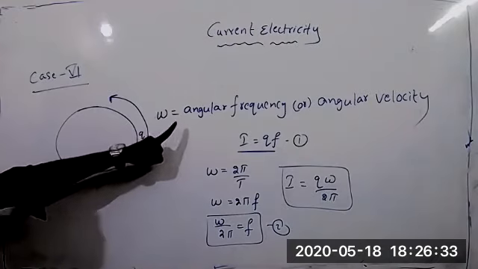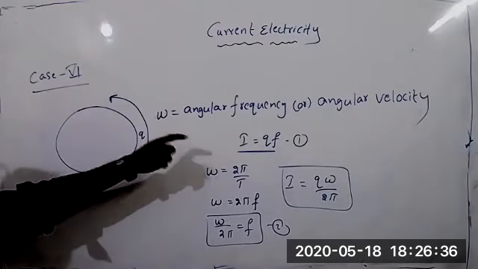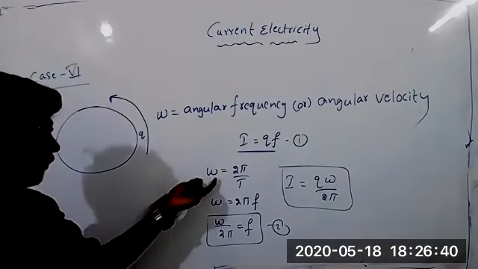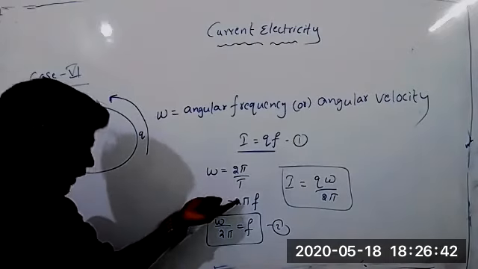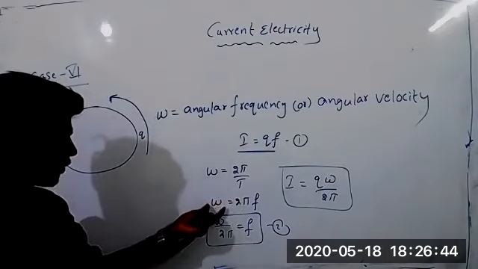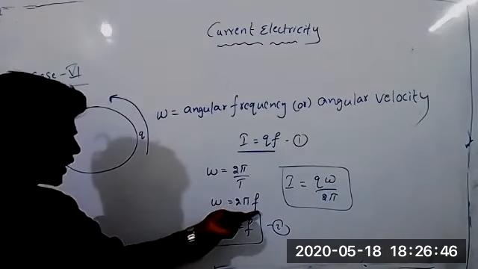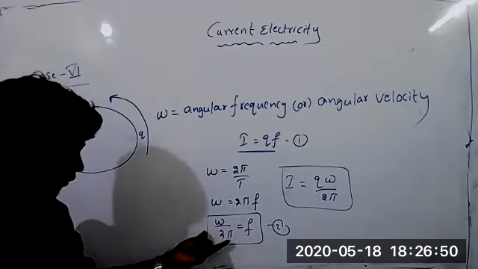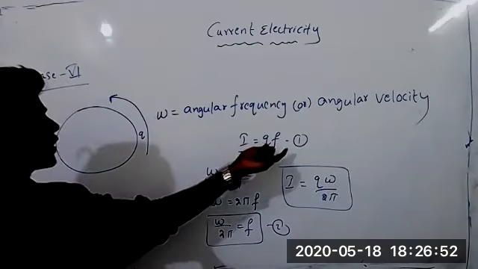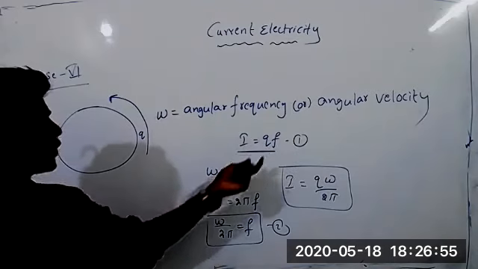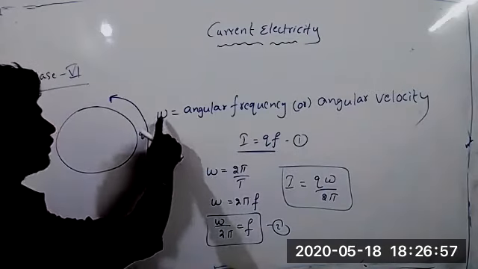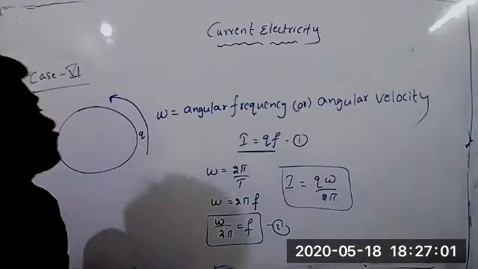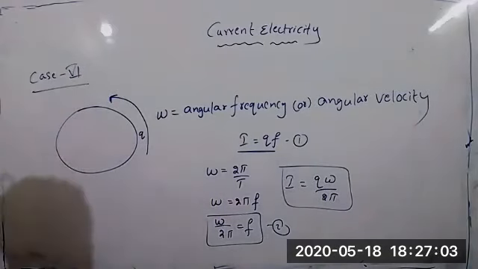If they have given angular frequency or angular velocity of a charge, calculate current. First, we know that omega equals 2 pi by T, the angular frequency. 1 by T is nothing but frequency, so frequency equals omega by 2 pi. If we know frequency, we can substitute here. If they have given angular frequency, we substitute that value and you will get the current. It is case 6.